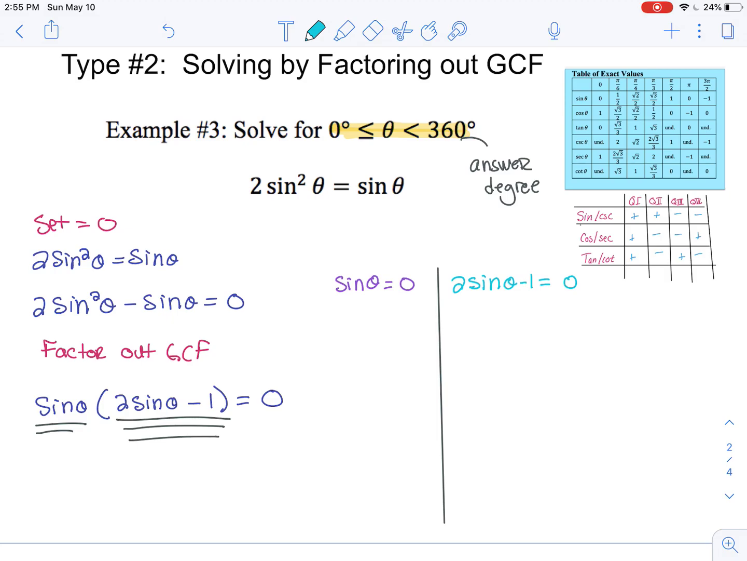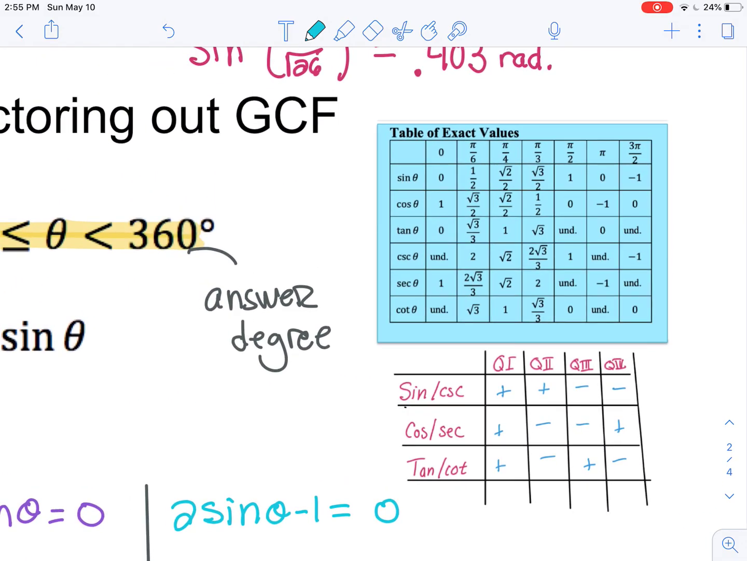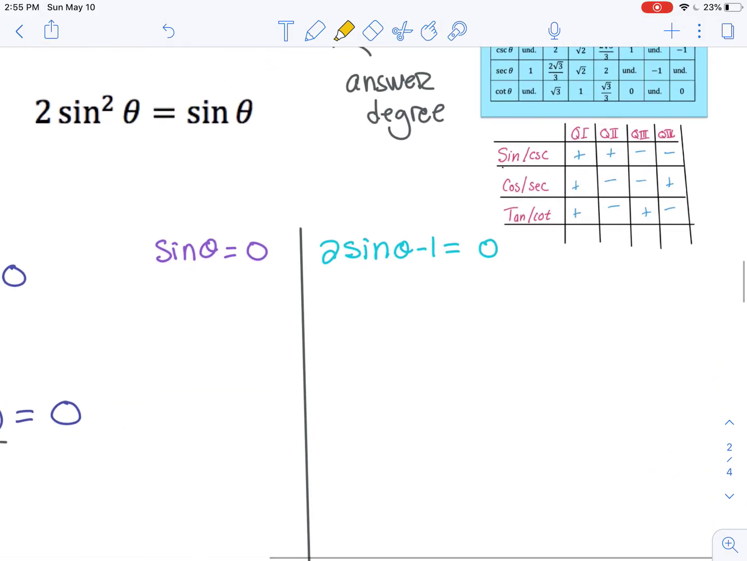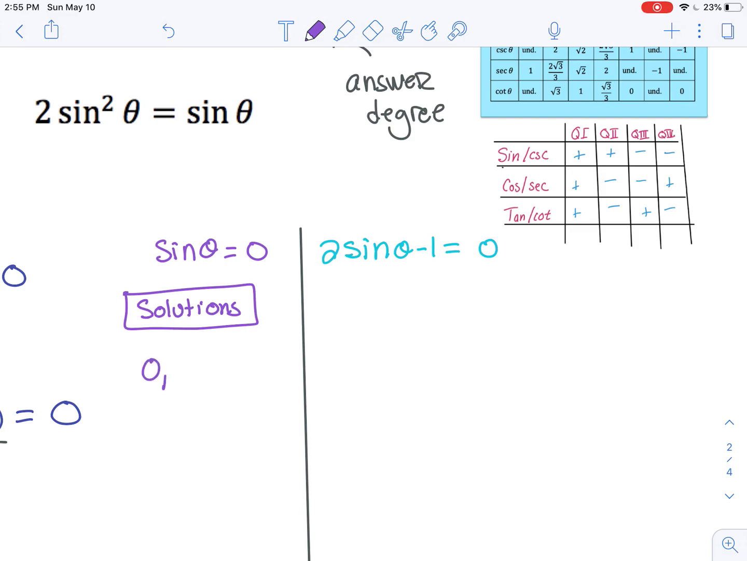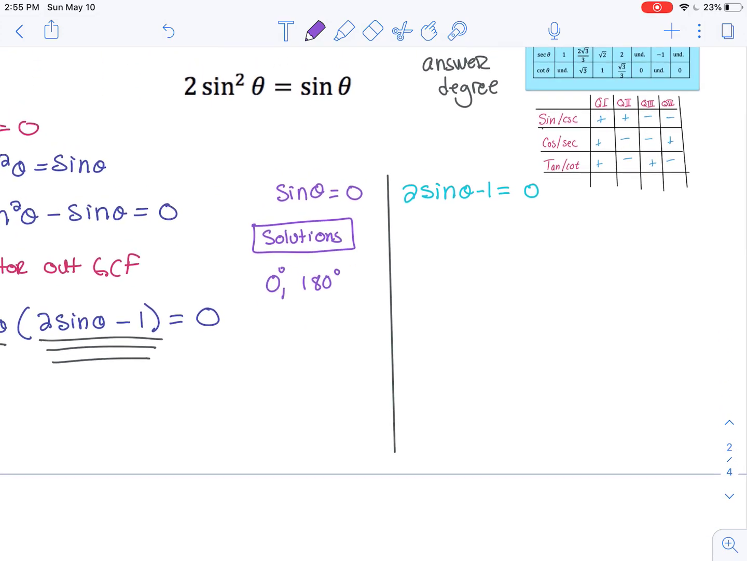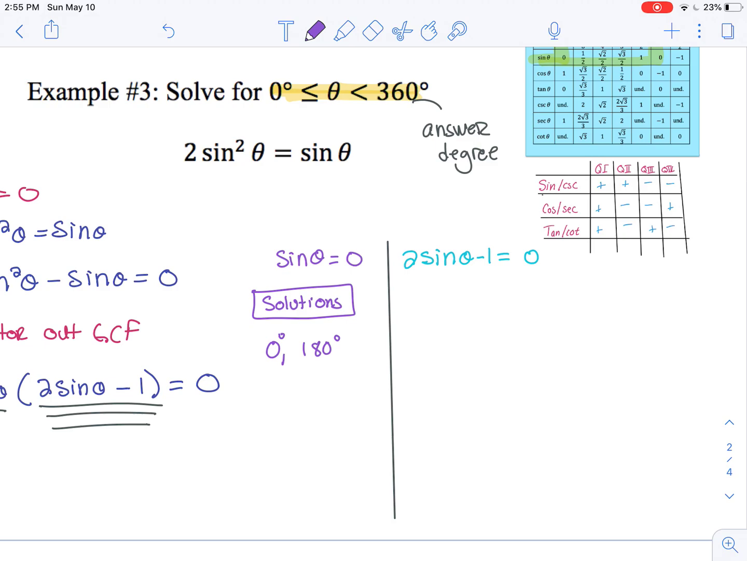For sine equal to 0, we're going to check and see if that's an exact value. If I come up here, I can see sine is equal to 0 at 0 and at pi. So those are one of those axis angles, so we don't have to worry about quadrants and positive and negative. We can just say that our solutions are at 0 degrees and 180 degrees. And that comes from those axis angles where our angles open up and end at an axis.